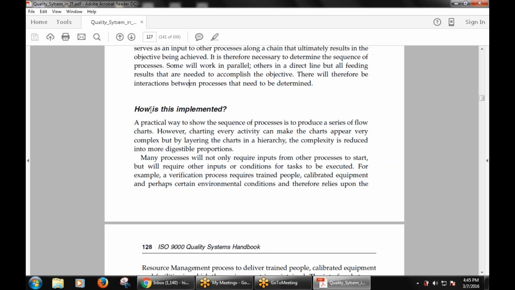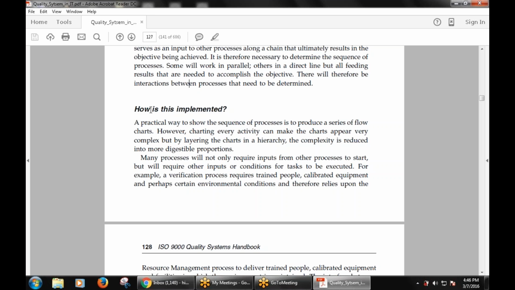However, charting every activity can make the chart appear very complex, but by layering the charts in a hierarchy, the complexity is reduced. When we talk about the flow chart, there is a starting point, there is a decision, there are processes. Everything is shown with the help of the flow chart. So the flowchart is very essential for usability, or user friendliness, because everything is clear with the help of the diagrams, right? The complexity is reduced into more digestible proportions.